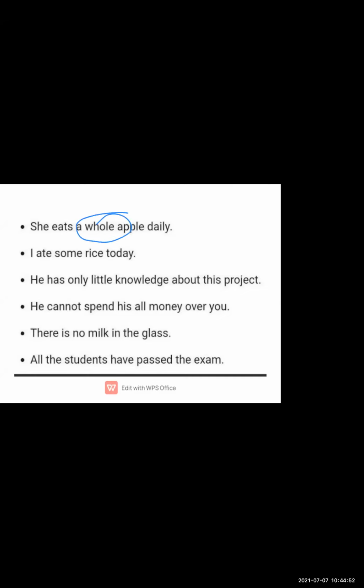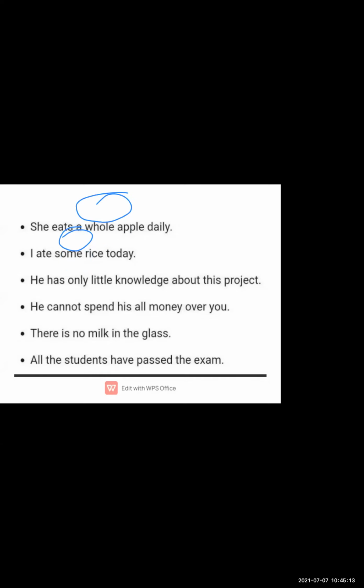I ate some rice today. This comes under the adjective of quantity. This shows the quantity. There is not a perfect number or perfect measurement. It's not mentioned. That comes under the quantity.